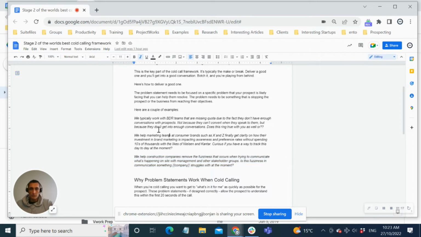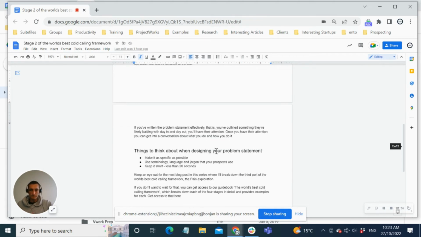Right, so you'll notice here what we're doing is we're outlining a problem, right? In this problem, BDR teams missing quota because they don't have enough conversations. In this problem, getting awareness and preference rates without spending tens of thousands of dollars. In this problem here, fuzziness in communication that occurs between on-site teams and management. So you can highlight a key problem and then frame that in a quick 15 to 20 second spiel that outlines exactly how you help this person by centering that around a problem that you help them to solve.